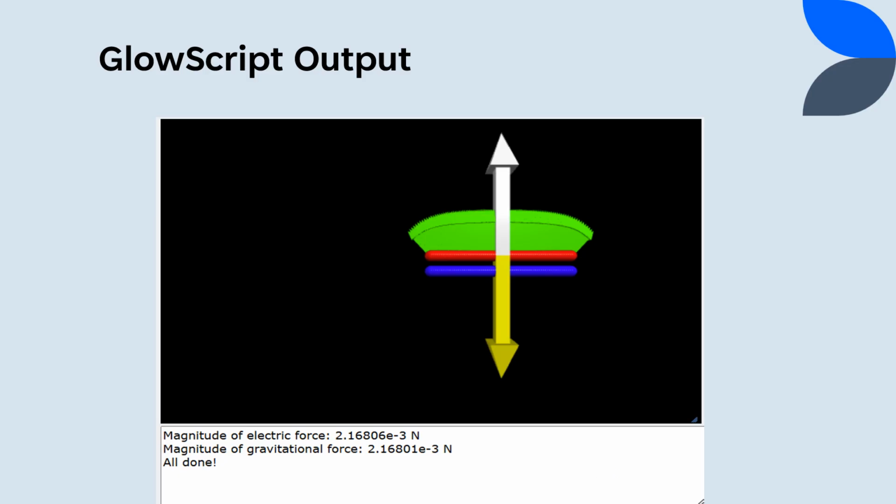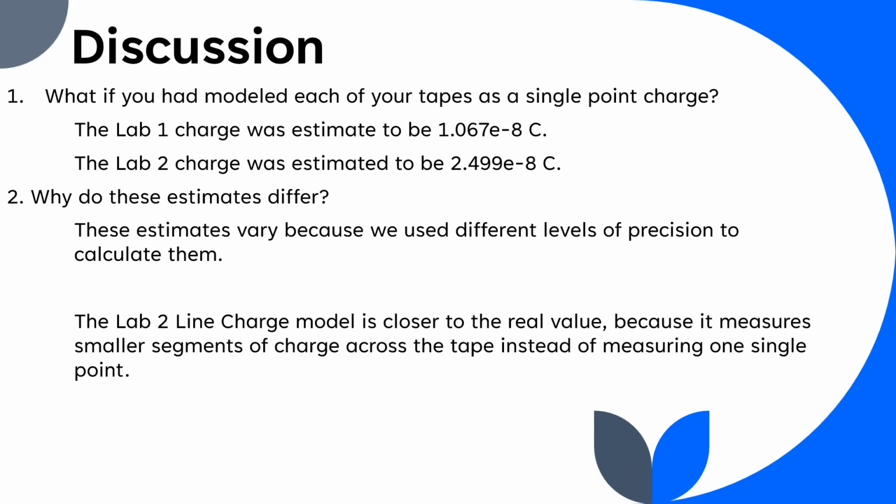This is the GlowScript output, and it shows the two lines of charges along with the force vector arrows pointing up, and then the total force vector pointing up, which is the white arrow, which is the electric force, and then the yellow arrow, which is pointing down, which is the gravitational force.